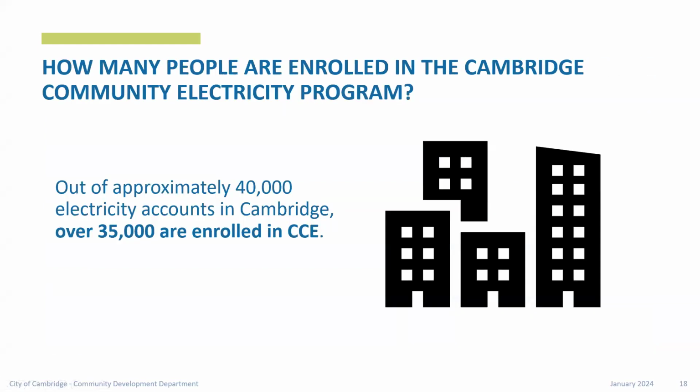How many people are enrolled in the Cambridge Community Electricity Program? Out of approximately 40,000 electricity accounts in Cambridge, over 35,000 are enrolled right now in CCE. So the vast majority of people are enrolled in this. We encourage you to make sure that you do stay enrolled in this and to know what your different options are. If you do want to pay a lesser price with Economy Green, stay where you're at, or to opt to use all 100% renewable electricity.